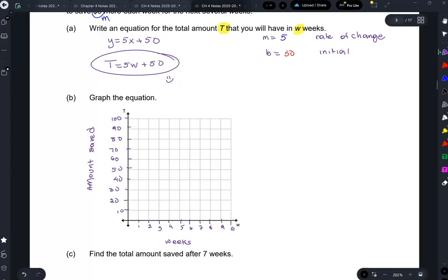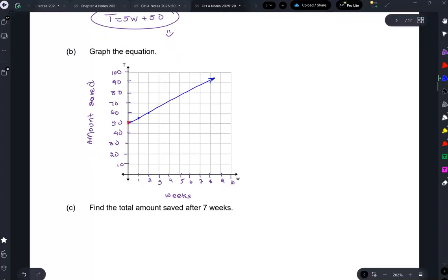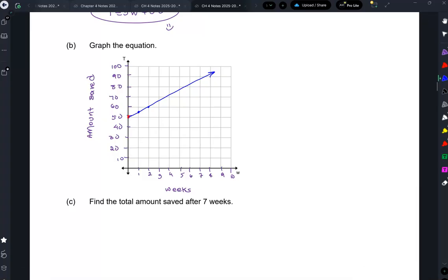Where do I put my first point? 50. Now, I need to go how much up and how much over? 5 and 1. So 5 is in between. 5 and 1, that's here. And then another 5 and 1 would be there. So this is how this is going to look. Especially with this, when we went in between the bars, you want to go with the equation and not the graph.